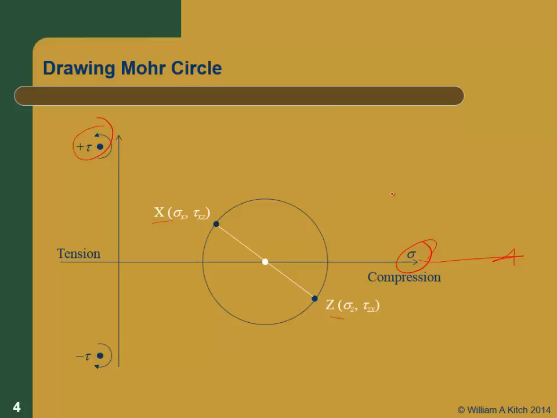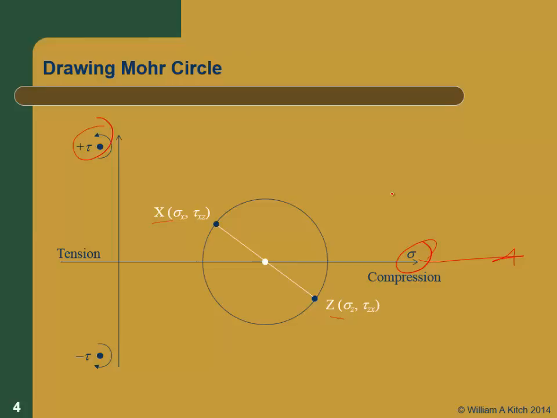Now, you can sketch them by hand to get an understanding of how things are behaving, and we'll do that a lot. But if you want the values off it, you've got to draw it to scale, because it's a graphical method. It's pretty straightforward. All right, so this is my Mohr circle. That Mohr circle defines the state of stress at the point A.